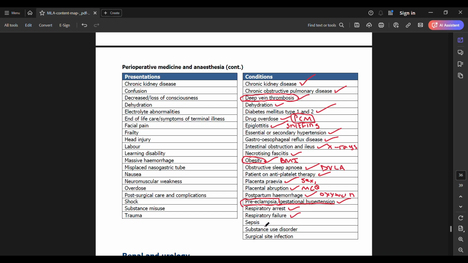Okay. Next, you have sepsis. The sepsis 6 is very important. They love to test you on sepsis 6. Okay, give 3, take 3, all that stuff. This is really important in the case of sepsis. Next, you have substance use disorder. Know that you need to take a history of substance use before the patient undergoes surgery or goes for anesthesia.